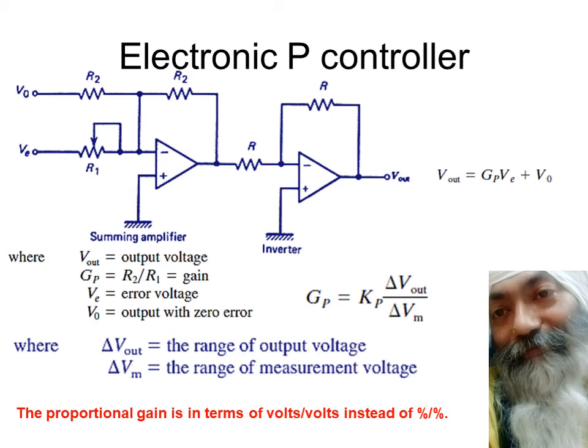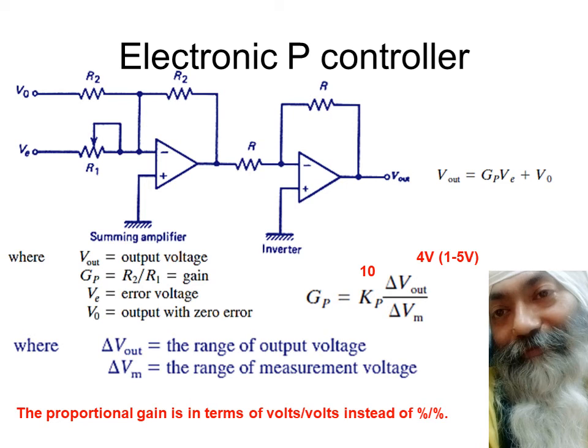So what do we see? That the proportional gain here in this equation, GP, is in terms of volts per unit volts instead of percentage per unit percentage, and let us say we want to have Kp of 10. So to have Kp of 10, we have to be very mindful what is the controller output range. Let us say the controller output range is 1 to 5 volt, 1 representing 0%, 5 representing 100%. So the range is 1 to 5 volt. The range is always taken as the difference of upper limit minus lower limit. Delta V out will be 4 volt.